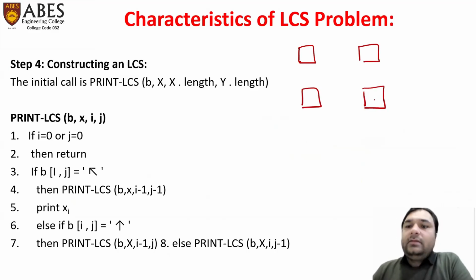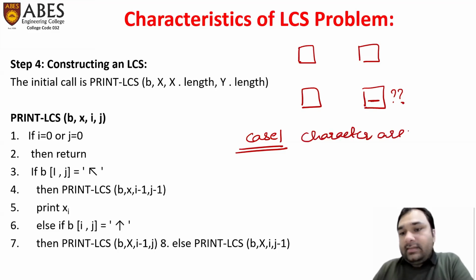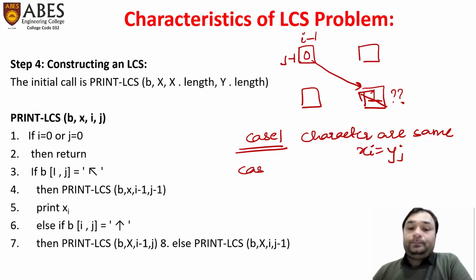We have to proceed with this while filling this value. Case 1: characters are same, Xi equal to yj. So we will simply take this, I minus 1, j minus 1. We take this value and, if this is 0, we simply make it 1 with an arrow towards that.